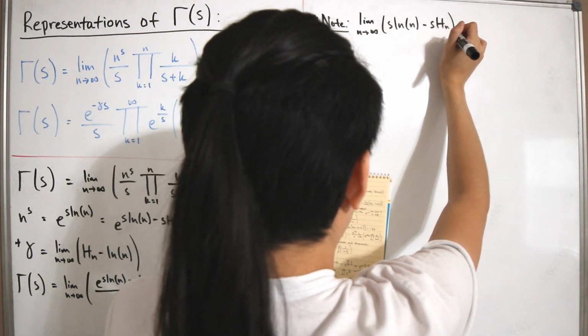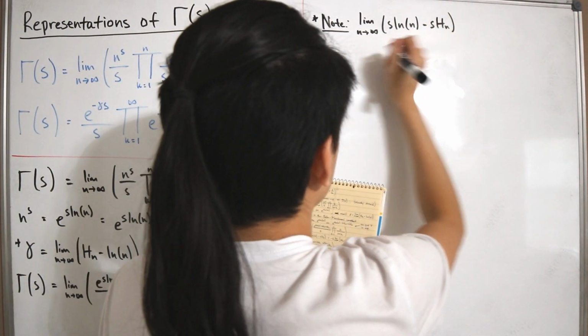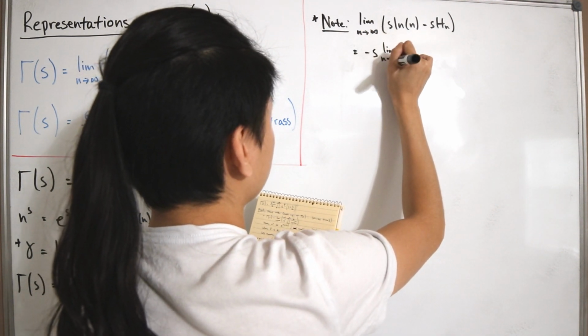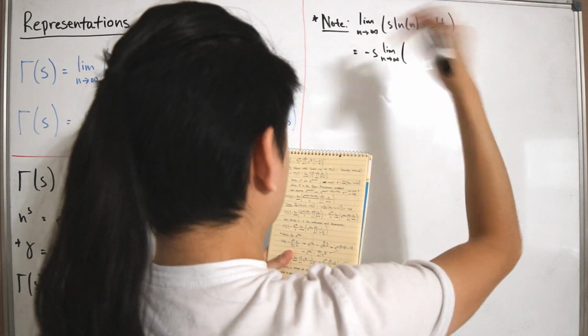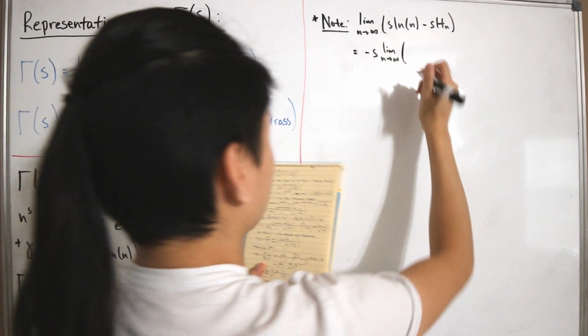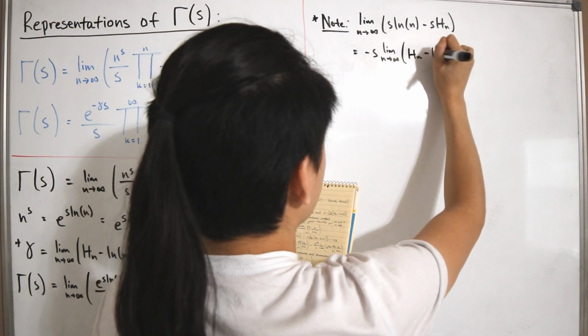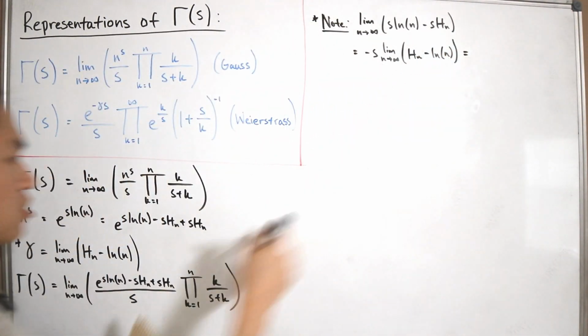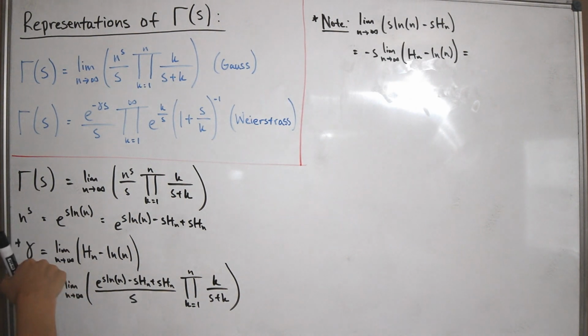In other words, I can actually factor out the negative s. So let me put this right here. So negative s multiplied with the limit as n approaches infinity. Then I'm going to just switch the terms since there's the negative s involved. So that means we have h sub n, then minus ln of n. And that's actually going to equal, of course, by definition from the Euler-Mascheroni constant over here, lowercase gamma.